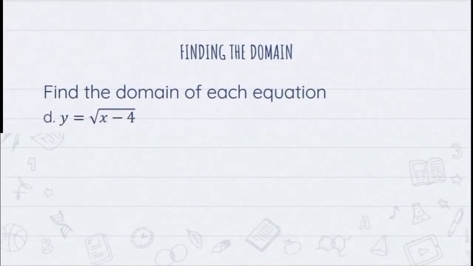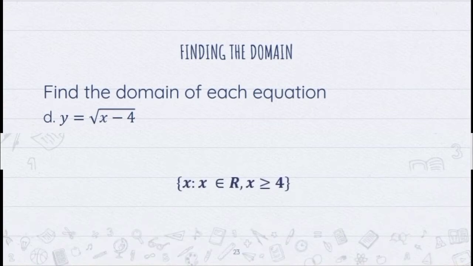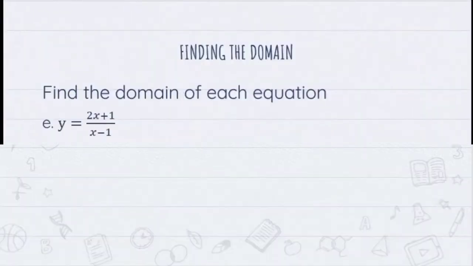Number 4 is still a radical function. As you can see in our radicand, the x here should be equal to or greater than 4 so that we can avoid negative numbers. Therefore, our domain here is x is an element of R where x is greater than or equal to 4.